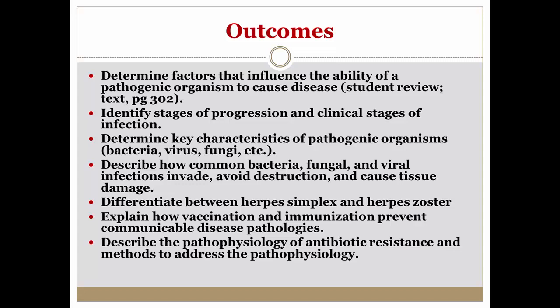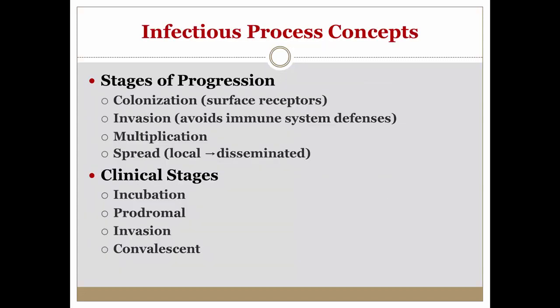We'll differentiate between herpes simplex and herpes zoster. Talk a little bit about how vaccination and immunization prevent communicable disease pathology, and then end with a brief discussion of antibiotic resistance. So let's start by talking about some of those overall concepts. The two big concepts include stages of progression as well as the clinical stages.